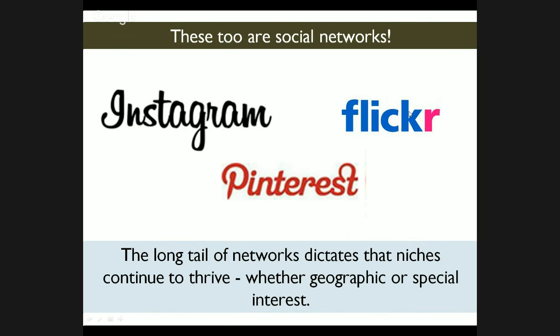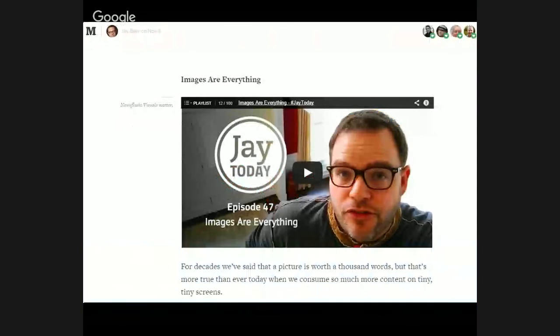Flickr, which used to be, again, my point of departure in a way, and I would strongly advise all of you to spend some time with Flickr if your project generates some wonderful pictures. There are entire communities of people there. And the third big one out there is also Pinterest. We'll mention some others later. Okay, so this long tail, as we say, of networks dictates that niches continue to thrive, whether they're geographic or special interest.